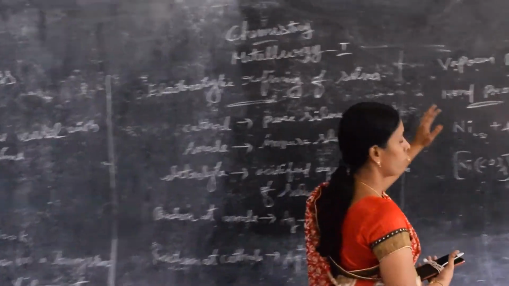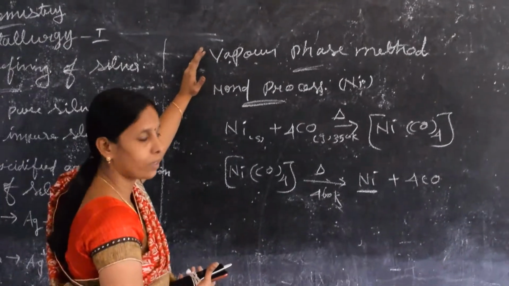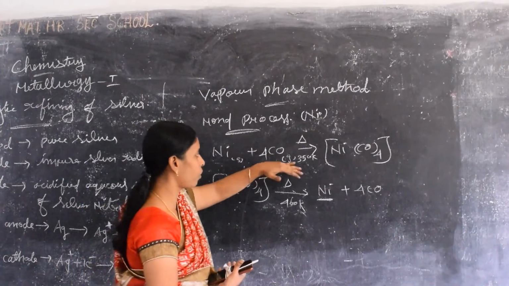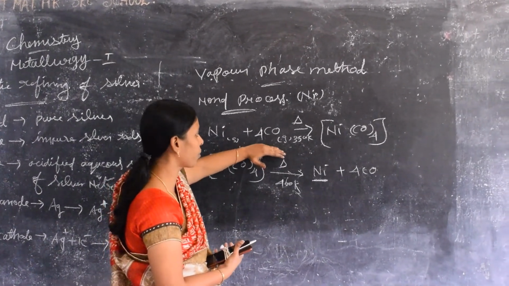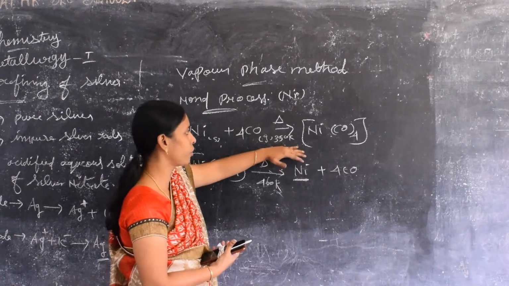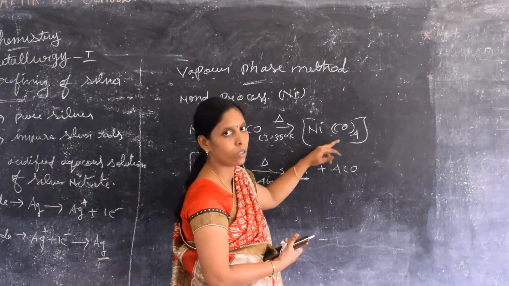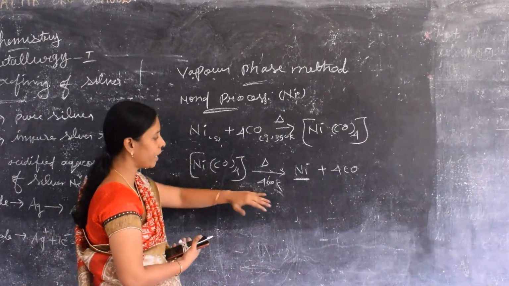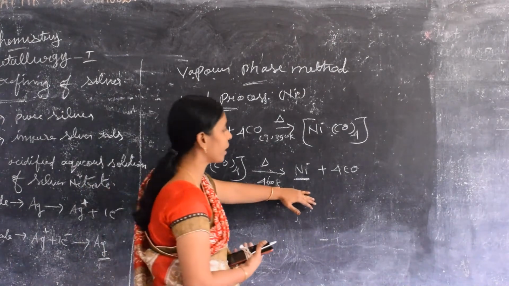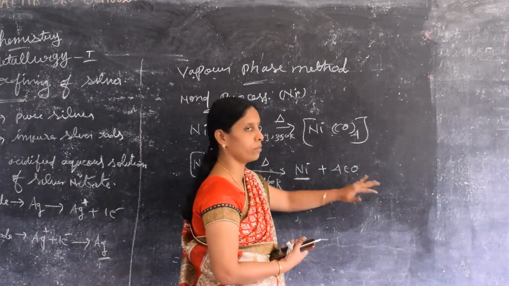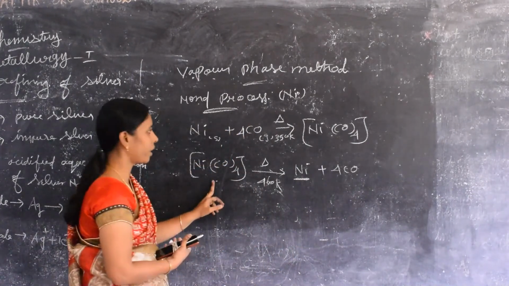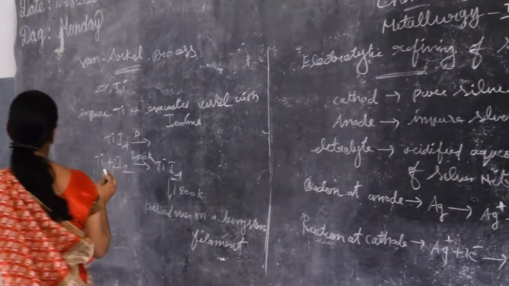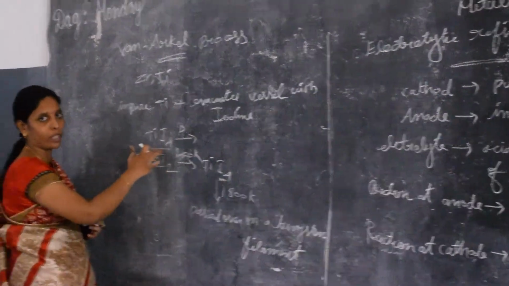And the Mond process: in the vapor phase, impure nickel is treated with a vapor stream of carbon monoxide at a temperature of 350 Kelvin, giving the complex nickel tetracarbonyl. This nickel tetracarbonyl compound is heated again to 460 Kelvin to form pure nickel, and carbon monoxide is evolved. Nickel carbonyl is a highly volatile compound, and titanium tetraiodide is also highly volatile in nature.